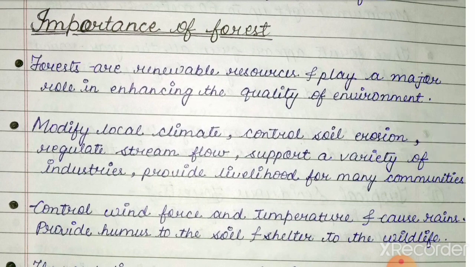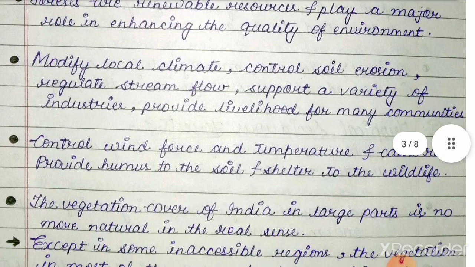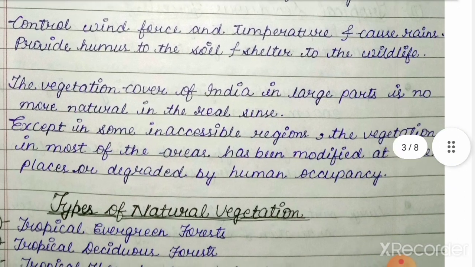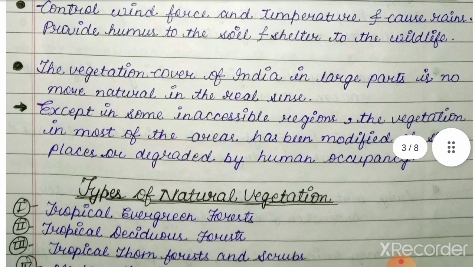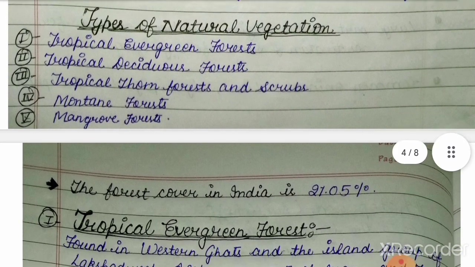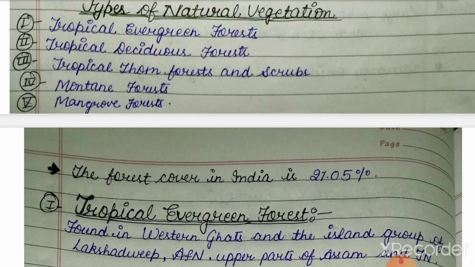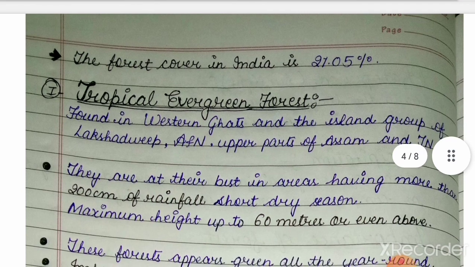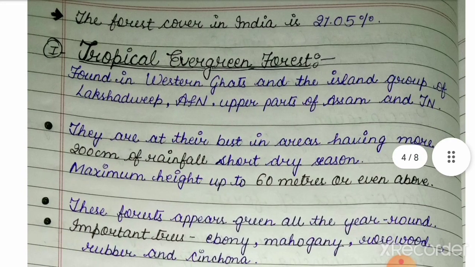Then what is the importance of forests? Forests are very important for us. Forests control wind force and temperature, cause rains, provide humus to the soil, and provide shelter to wildlife. The types of natural vegetation are tropical evergreen forest, tropical deciduous forest, tropical thorn forest and scrubs, mountain forest, and mangrove forest. The forest cover in India is 21.05%, which is a very low percentage.